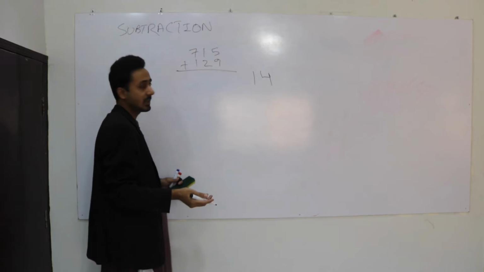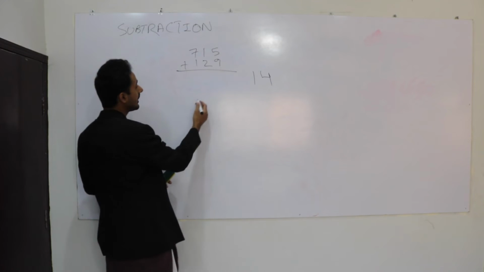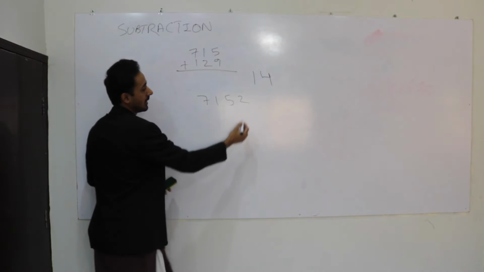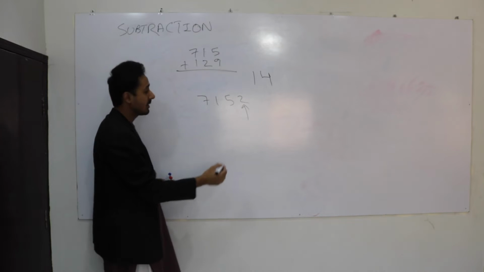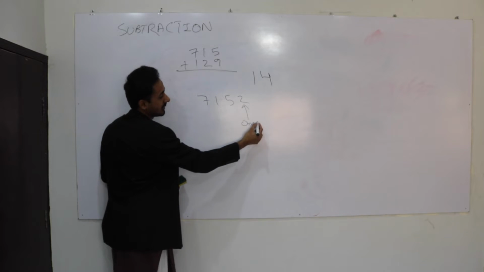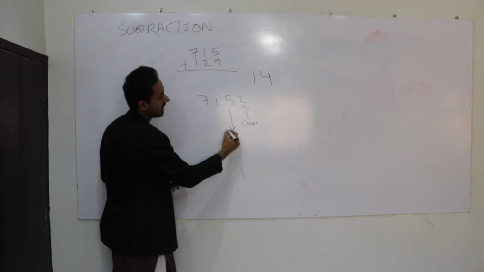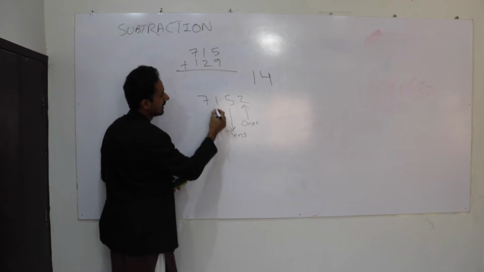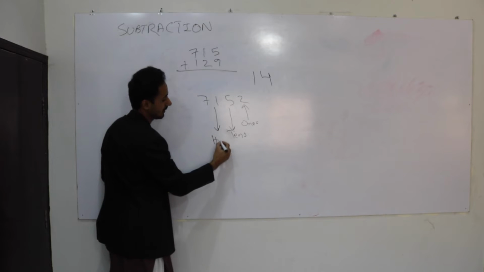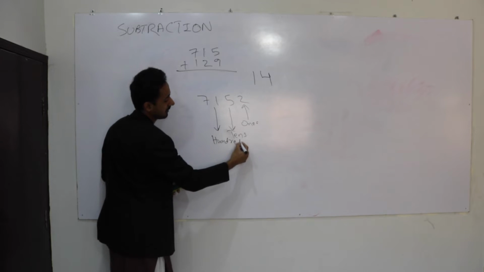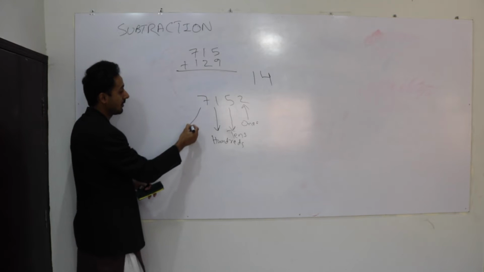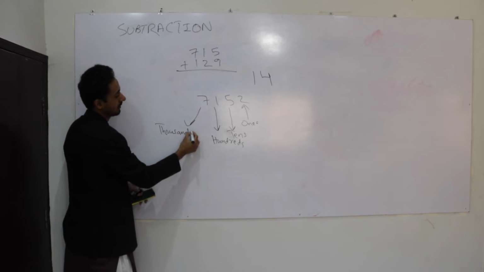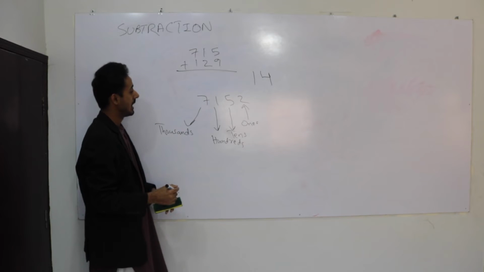And let me explain a concept here. This is 7, 1, 5. This place is called ones, and this one is called tens. This is hundreds, and this one is thousands. These are all place values.